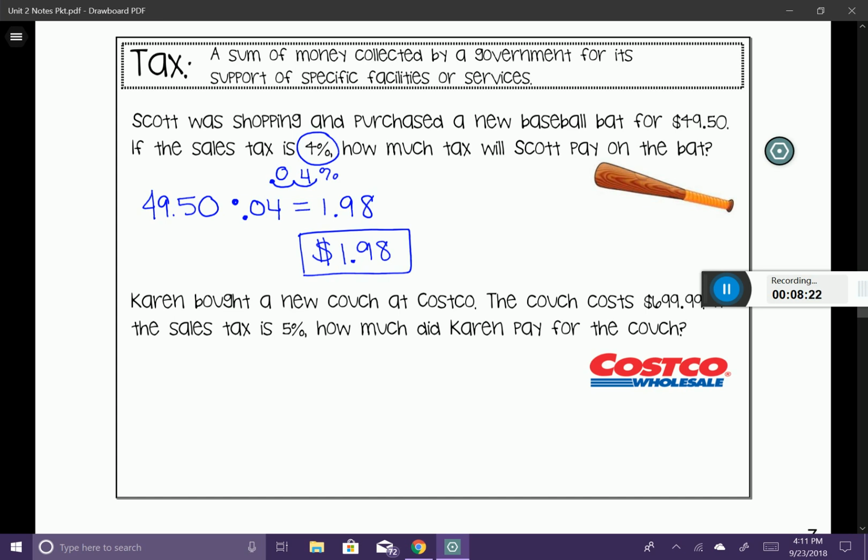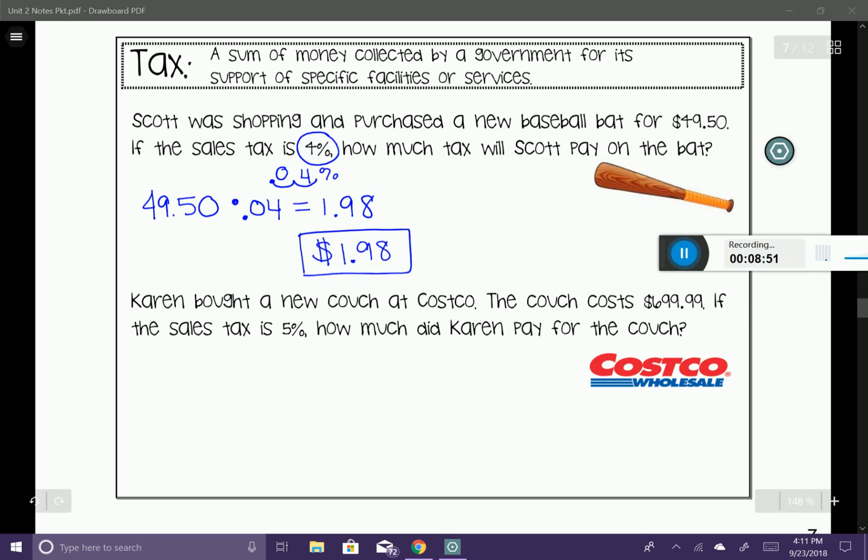For example, you can see here that the bat was only about $50 and the tax was not that much. But let's say you're purchasing something like a car or a boat, those are pretty huge items, or even something like an iPad. An iPad is significantly more than $50. Therefore, you will pay much more tax on that product. Okay, let's talk about another product, and this one is a little bit more expensive.